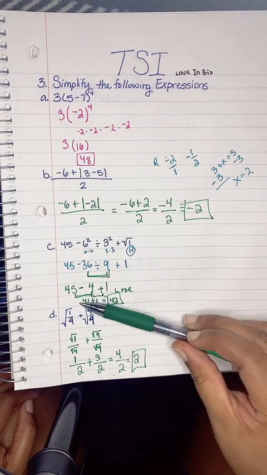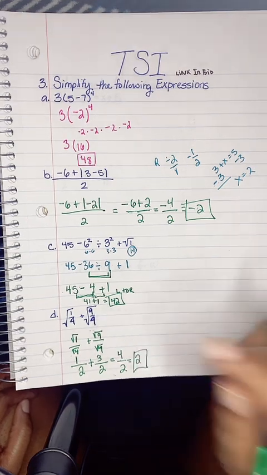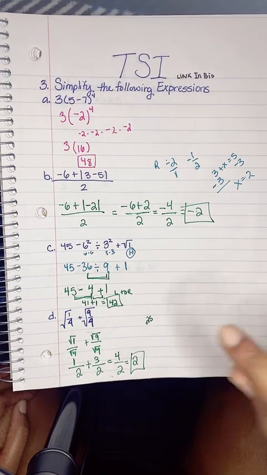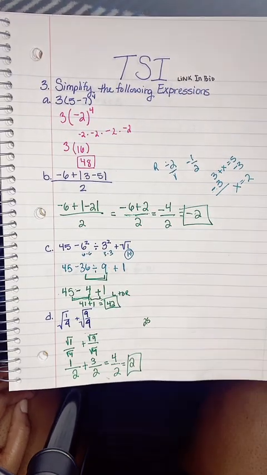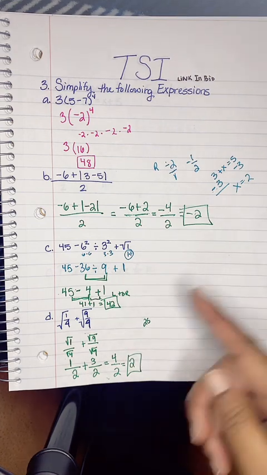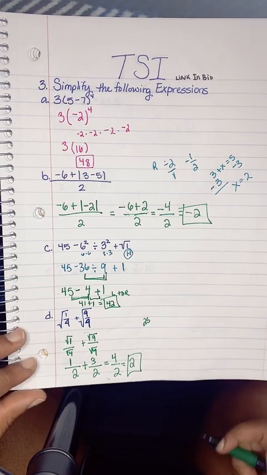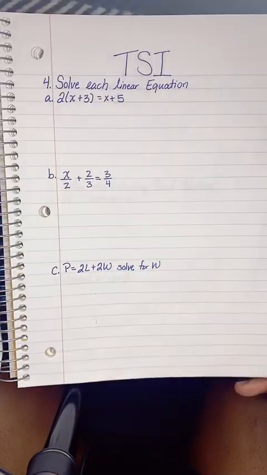So if you're doing the ASVAB, please know your perfect squares up to 25. So that means I should know 25 times 25, 625, right? 24 times 24, 500 and something, right? Like all the way. 1 times 1 is 1. 2 times 2 is 4. You have to have those memorized. It will just make your life way easier in math. Okay.